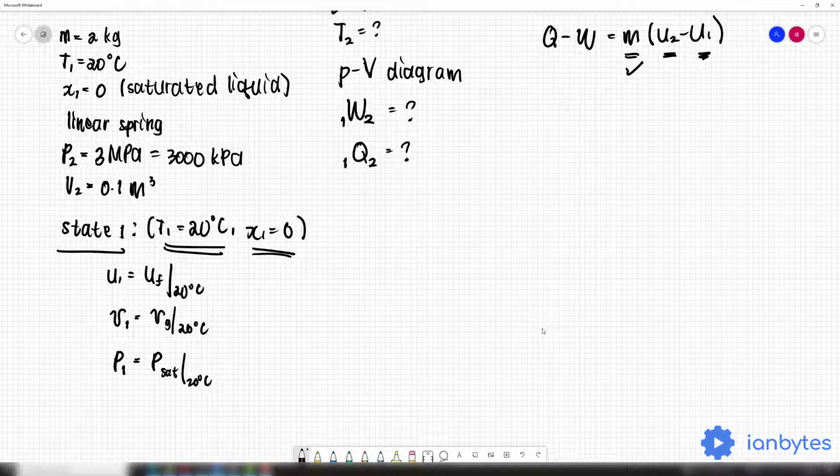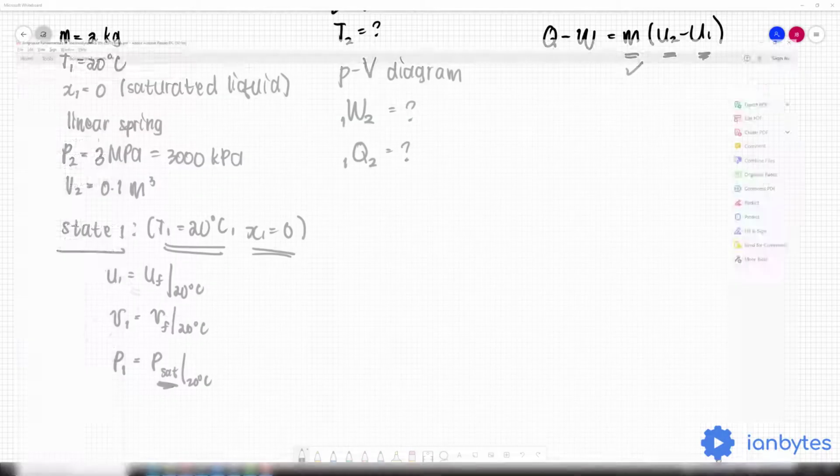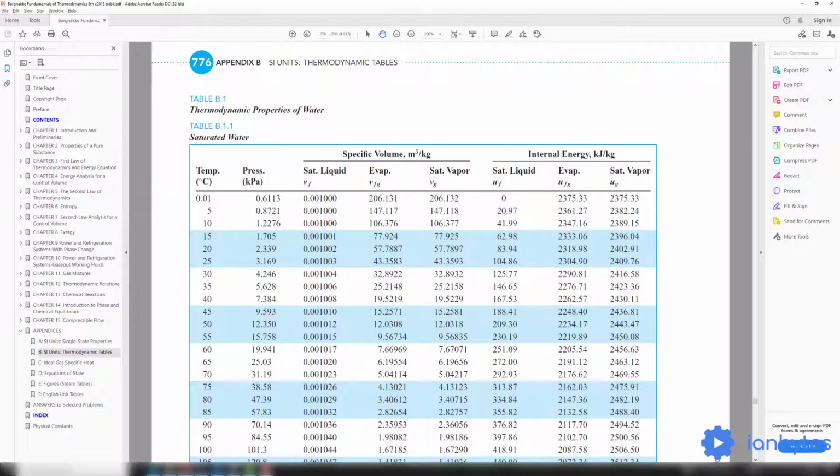So again, if we have a saturated liquid, saturated vapor, or saturated mixture, then we can just use the saturation pressure as the actual pressure of your fluid. Now, let's inspect the thermodynamic tables to obtain these values. So we have temperature entry for saturated water. So let us just make sure that we are on the saturated water tables.